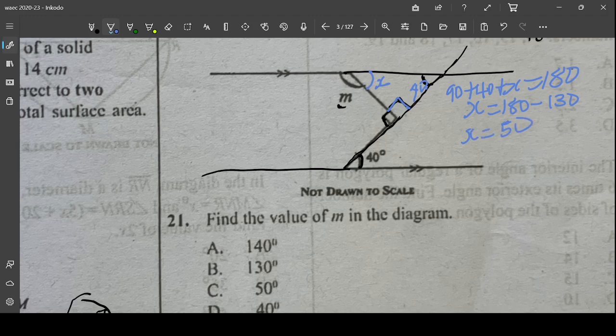So if I have X as 50 degrees, sum of angles on a straight line tells me that angle M plus 50 degrees should give me 180. So if I subtract, you see that I'm going to have my M as 180 minus 50. That gives me 130 degrees, which is option B. So I hope you understand this now.